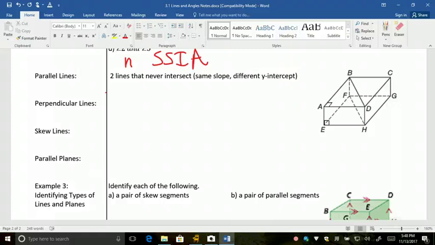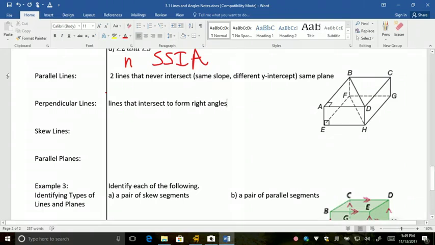There's a little bit more to this. Parallel lines are two lines that never intersect, and usually they're on the same plane. Perpendicular lines are lines that intersect to form right angles. So we're going to look at some examples in a second.